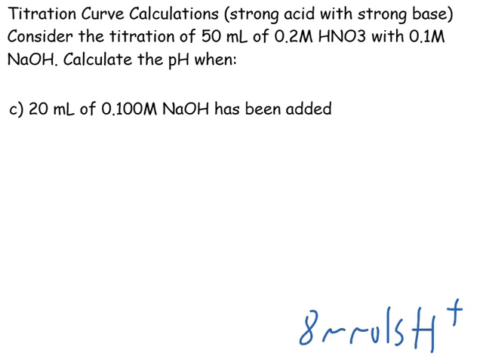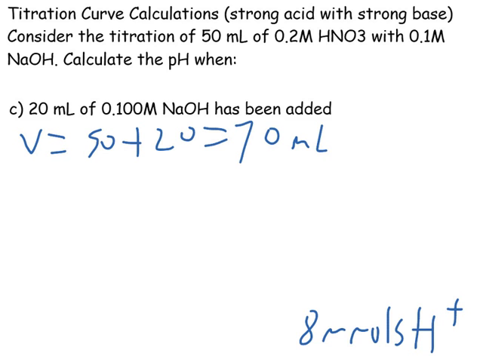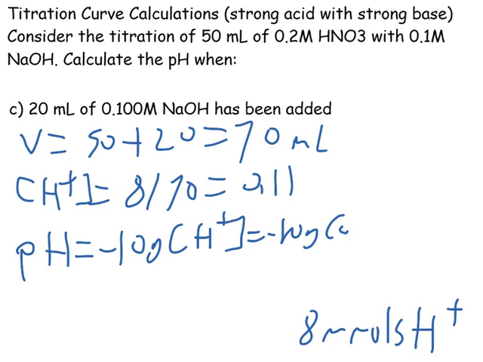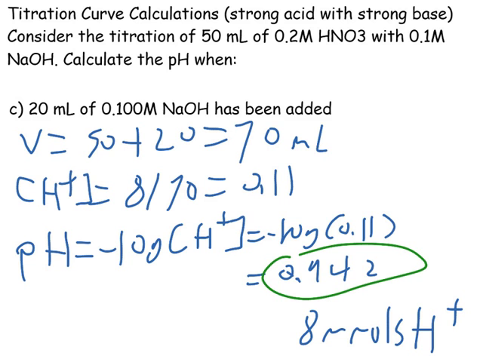So the volume now is going to be 50 plus 20, it's going to be 70 milliliters now, because we're adding 20 instead of just 10. So now we can find the H plus ion concentration, which is just going to be 8 over 70, which is going to be 0.11. And now we can finally calculate the pH. If you plug this into your calculator, you should get 0.942. So as you can see, the pH is beginning to increase.